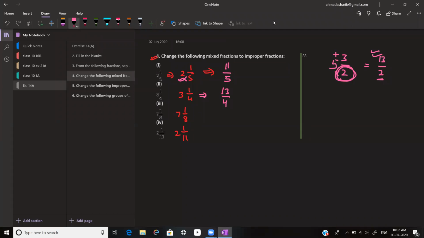Okay. Next, 7 whole 1 upon 8. 7 whole 1 upon 8. So 8 sevens are 56. 56 plus 1, 57. 57 upon 8. This is your answer. And 2 whole 1 upon 11. 2 whole 1 upon 11. So 11 twos are 22.